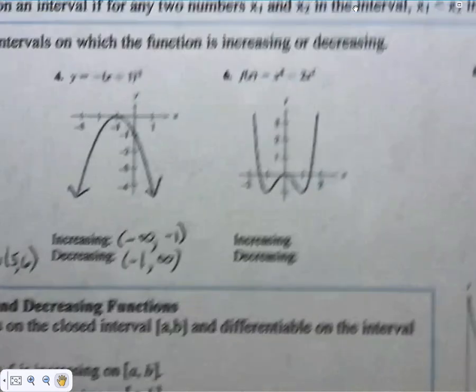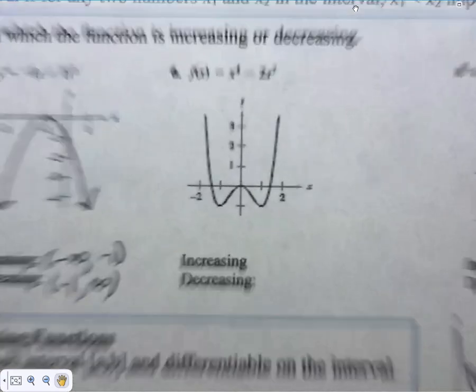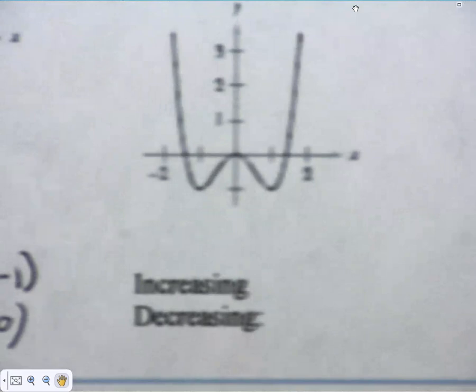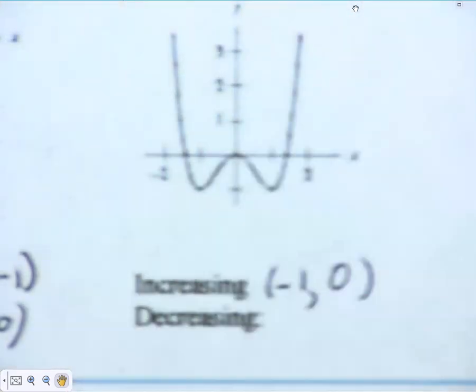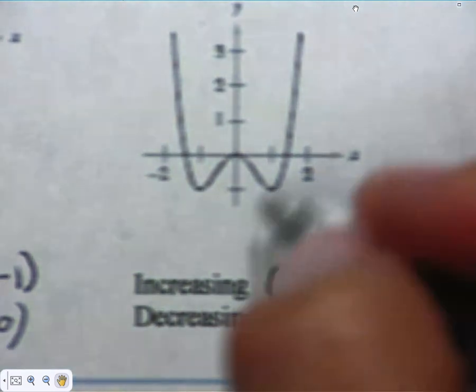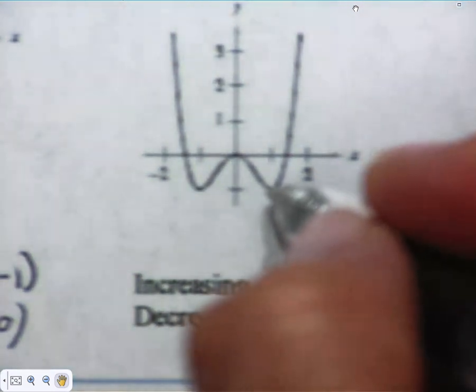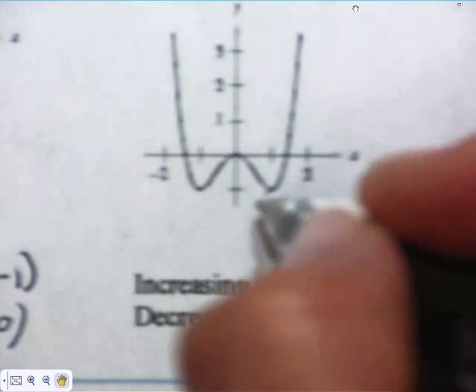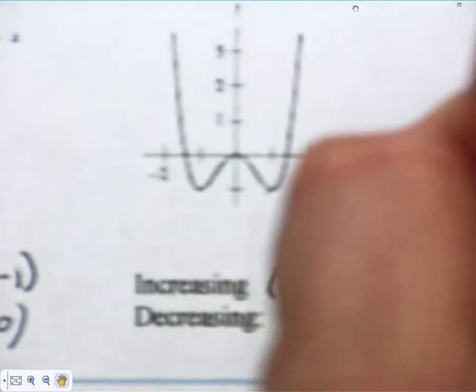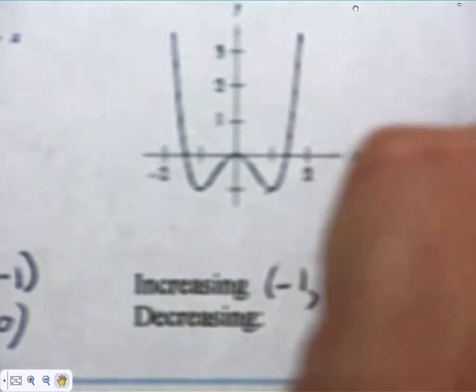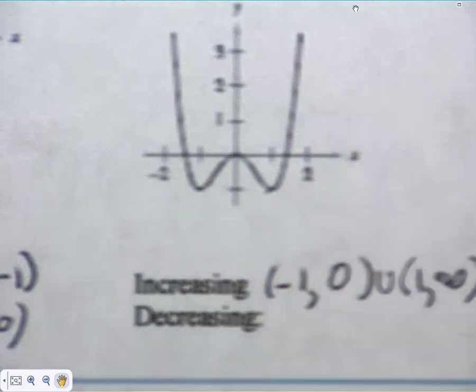All right, what about number 6? Give me the increasing intervals first. It's going uphill from negative 1 to 0. And where else is it going uphill? From 1. You didn't just say 1 to 2, did you? It looks like that's going forever to the right. So I'm going to say from 1 to infinity, it keeps going uphill.